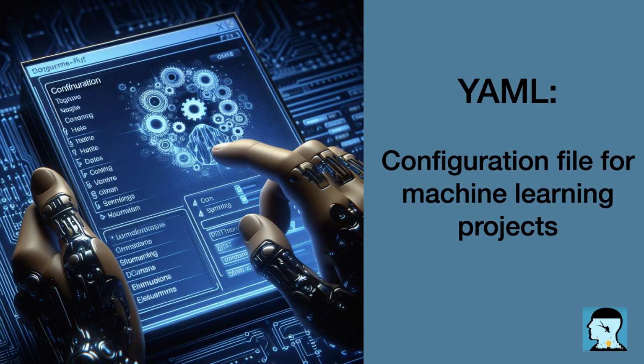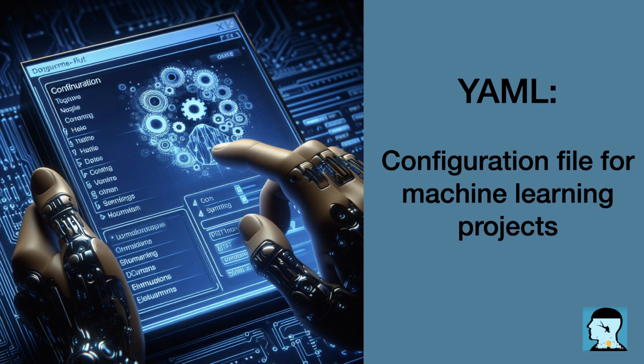In machine learning, you need to define things like the size of the data you're using, the algorithm you want to use, and how long the program should run. A configuration file helps you set all these values easily. Can you elaborate on the advantages of using YAML as a configuration file format in machine learning projects?